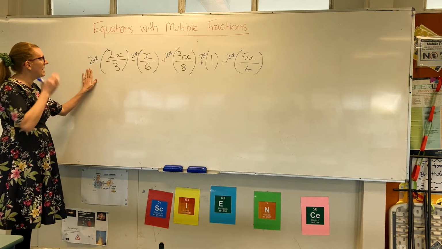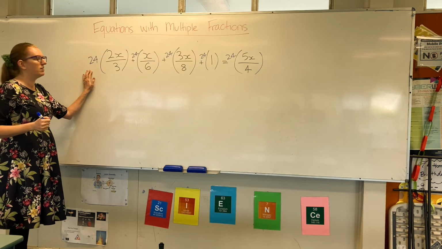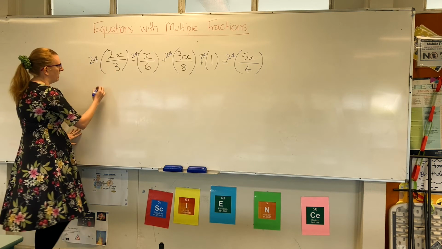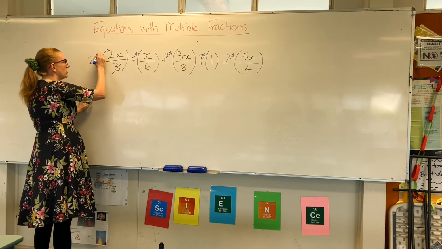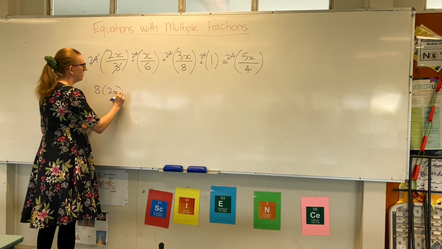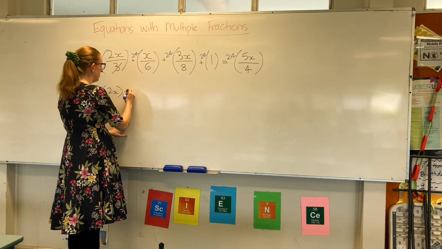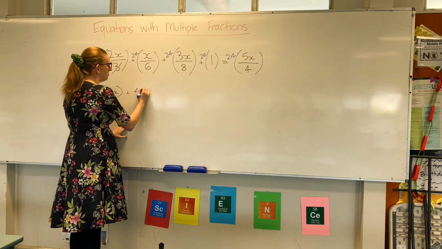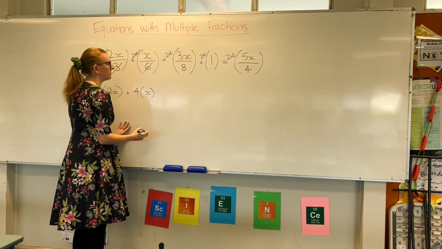Okay, so now, how many times does my denominator fit inside the number in front? 3 goes into 24, 8 times. So I'm going to put an 8 there. And that has cancelled those out. So what's left? I've got 2x. Okay, now this one. How many times does 6 go into 24? Goes in 4 times. So that's cancelled those out. What's left? Just x.